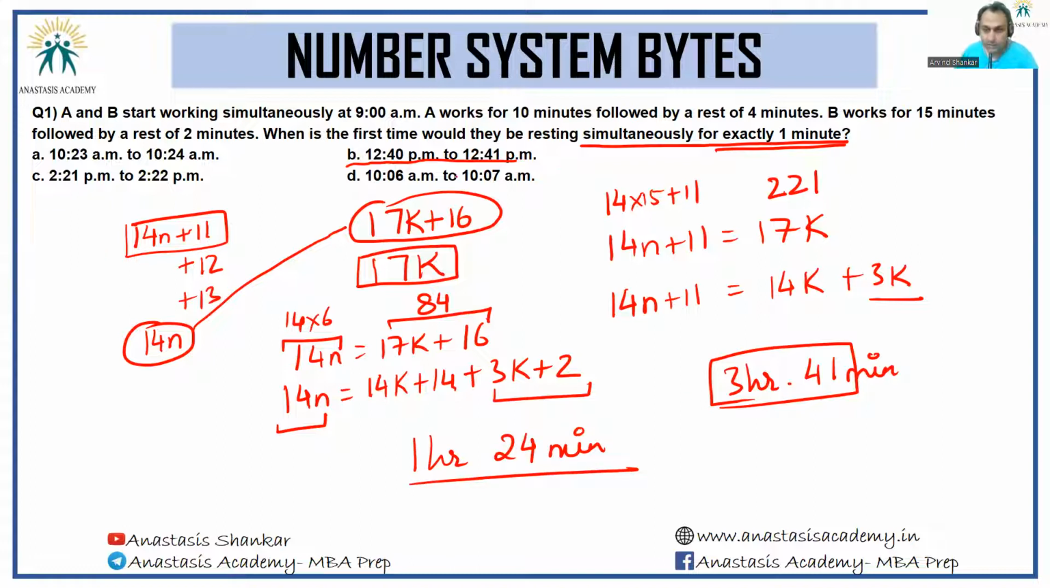Of course, this is earlier. The question was asking the first time they would be resting simultaneously for exactly 1 minute. So with 1 hour 24 minutes, it will be the 10:23 a.m. to 10:24 a.m. time range. They would be resting simultaneously for exactly 1 minute.